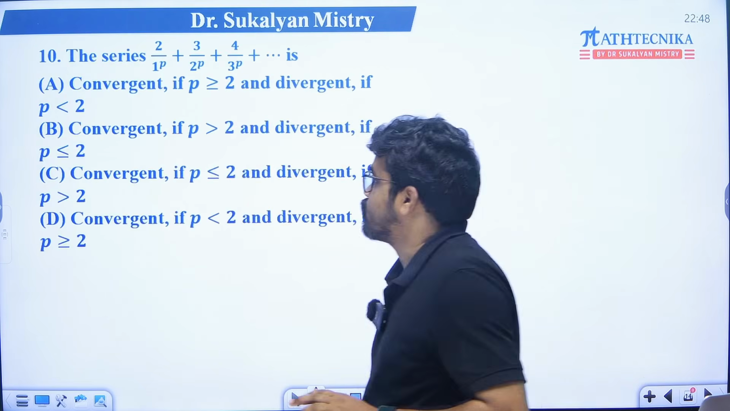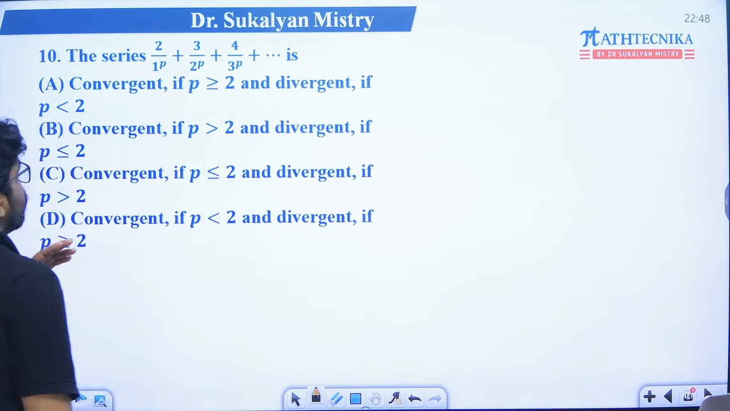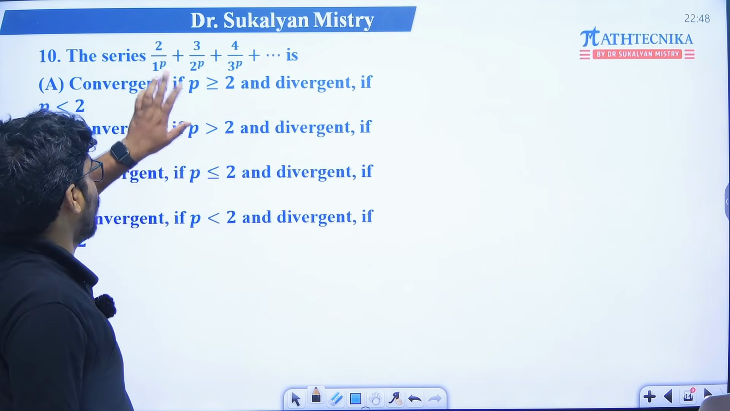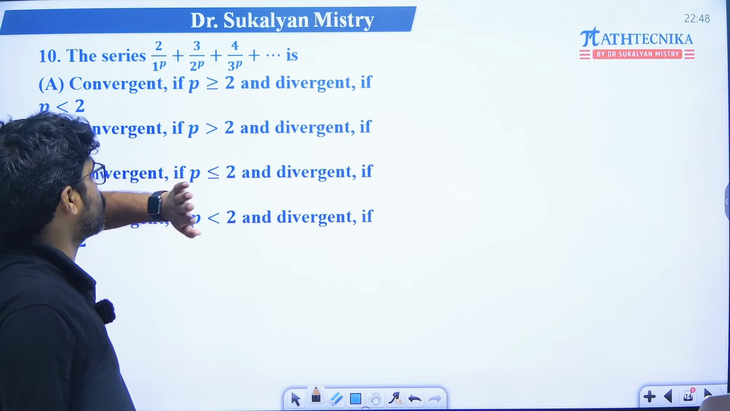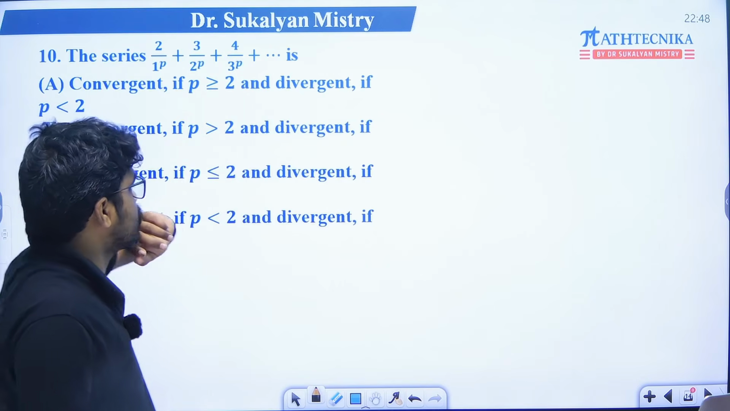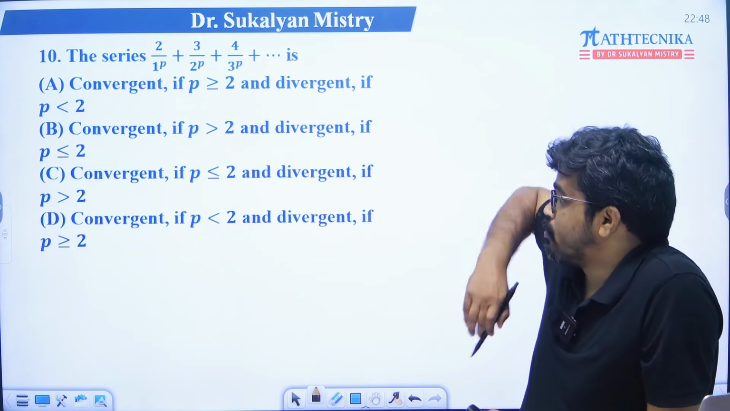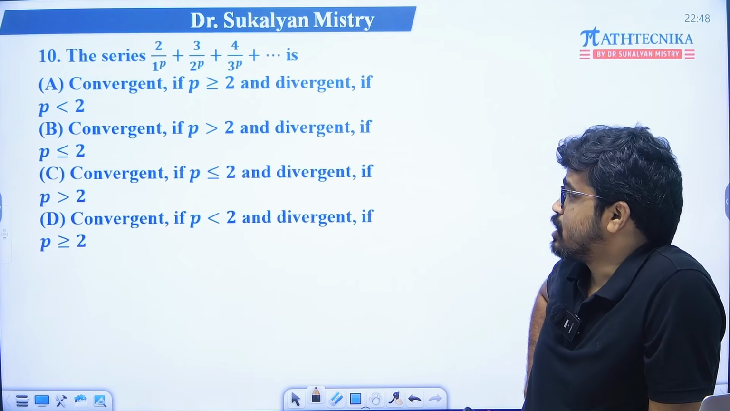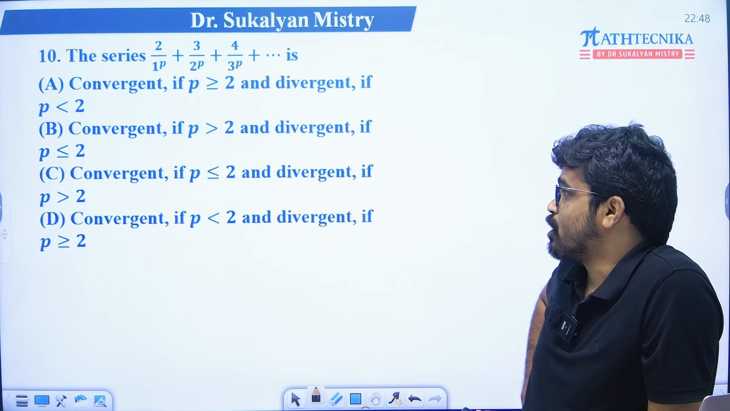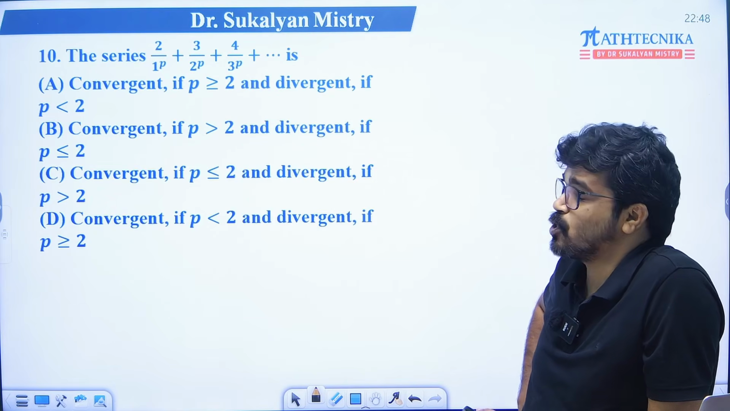Okay, so next problem. See these problems. This series: 2 by 1 to the power p plus 3 by 2 to the power p plus 4 by 3 to the power p plus dot dot. Here is the series problem. What is the series? The series is 2 by 1 to the power p plus 3 by 2 to the power p plus 4 by 3 to the power p.